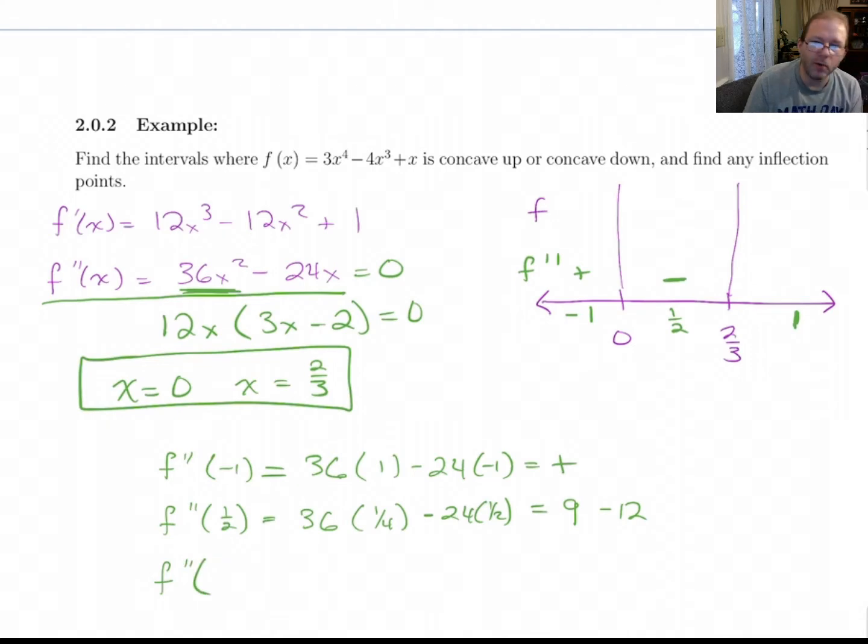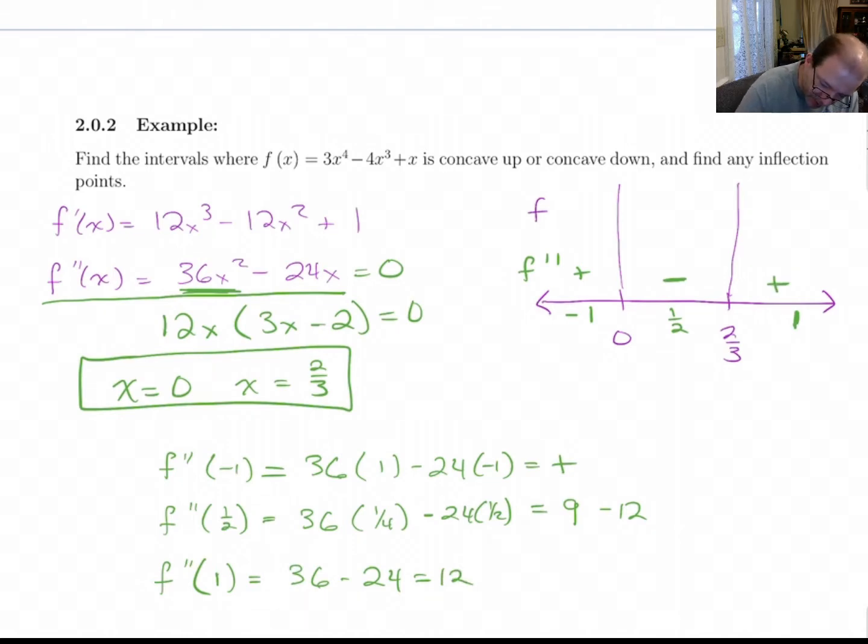You might say, does it always alternate plus, minus, plus, minus? The answer to that's no. Sometimes you will have two pluses together or two minuses together. So you have to plug in all of your test values. Plug in f double prime of 1, we get 36 minus 24, which is positive 12. And so that tells us plus.